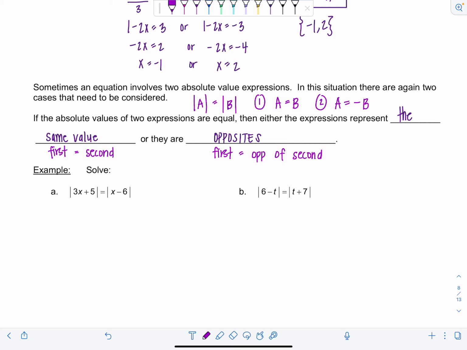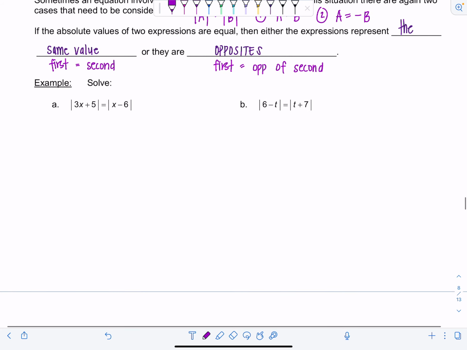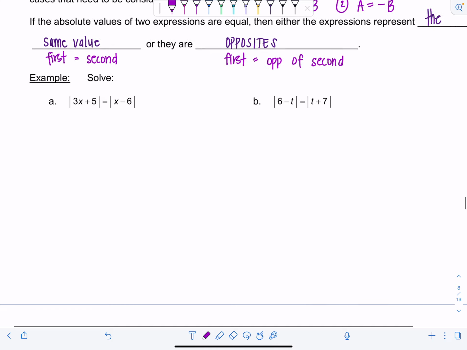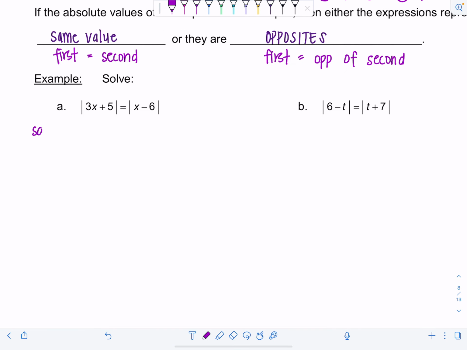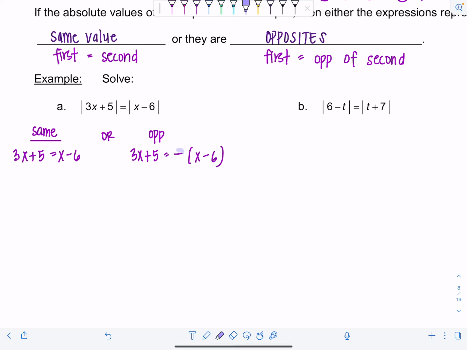So let's look at a couple of examples. Example A, we have absolute value of 3x plus 5 equals absolute value of x minus 6. So two cases again. If they are the same quantity inside, then you would just have 3x plus 5 equals x minus 6. If they are opposites, then 3x plus 5 is going to equal the opposite of x minus 6. Do you see what I did there? I have a negative sign in front of the whole right-hand side, but you've got to put those parentheses, okay? Otherwise, you will not get the correct answer in the end.